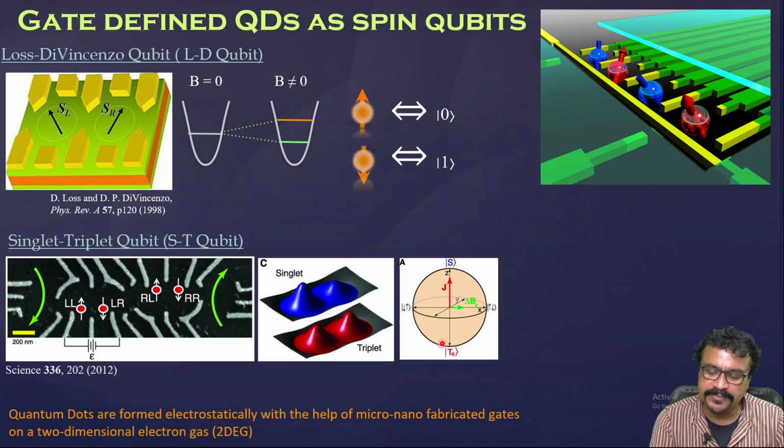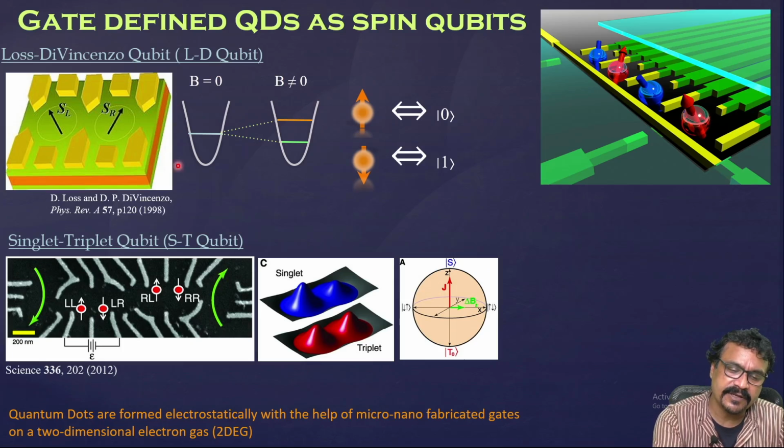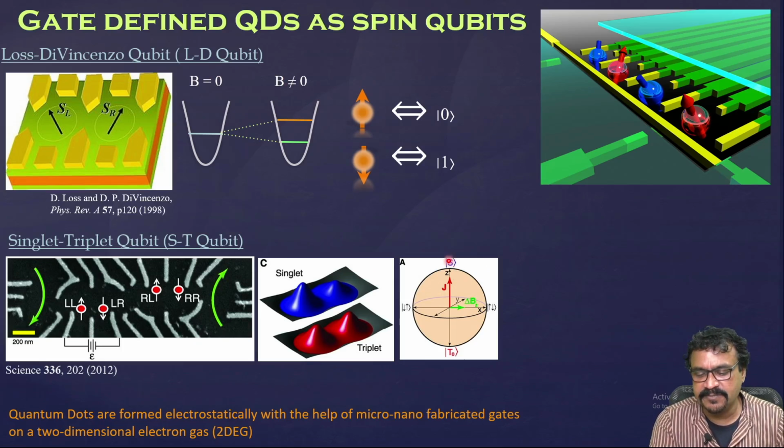So, in this LD qubit, you have spin up and spin down as your up and down states in the Bloch sphere, but in the ST qubit, the singlet and triplet states are the qubit states.